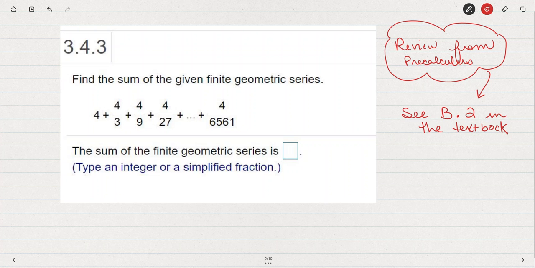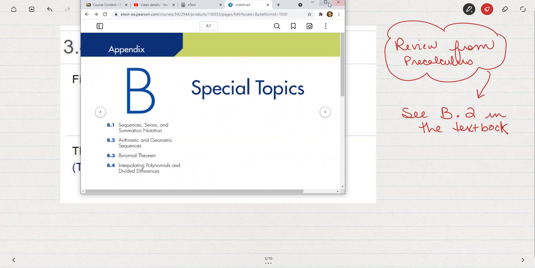This question was in your homework, and it's actually a review from precalculus, or maybe at your school that was called college algebra. Let me walk you through this type of problem from precalculus. And by the way, this is covered in our textbook. It's in the appendix, and let me show you how I found that.